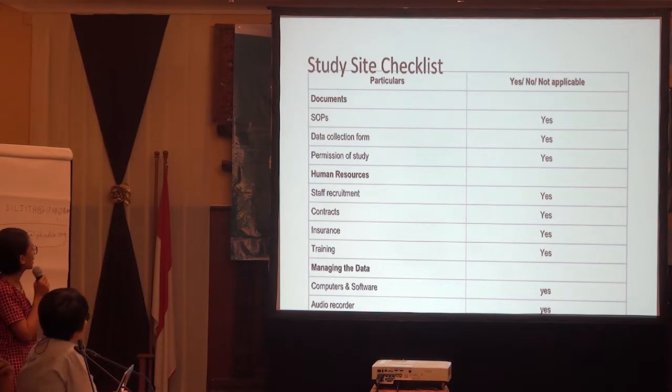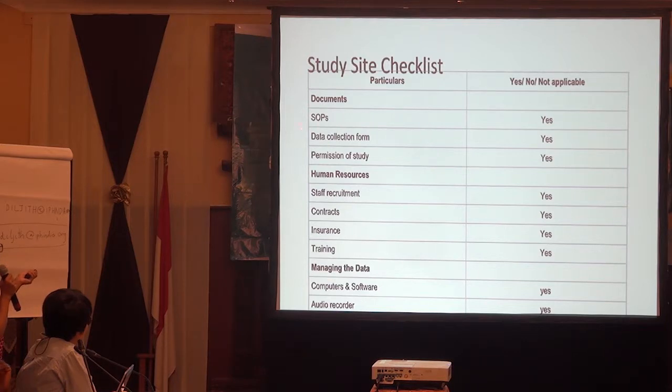This is the checklist. I think it is the same as the other country. These are the documents that we need: SOP, collection form, and permission for the study. For human resources, we need staff recruitment, contracts, insurance, and training. For managing the data, we need computers and software, and also audio recorders for qualitative data.